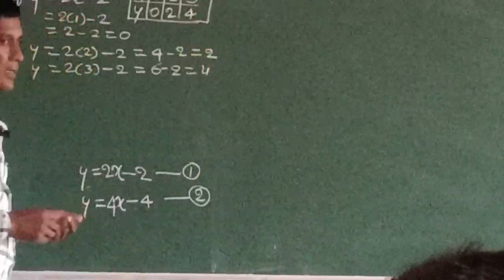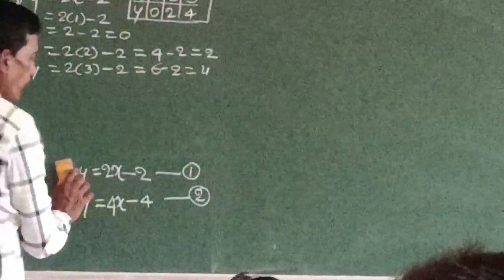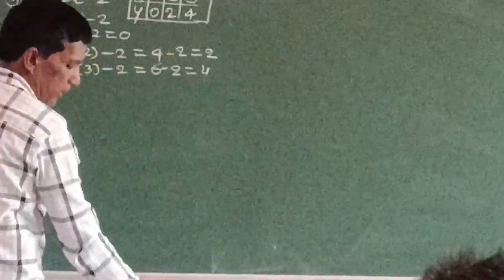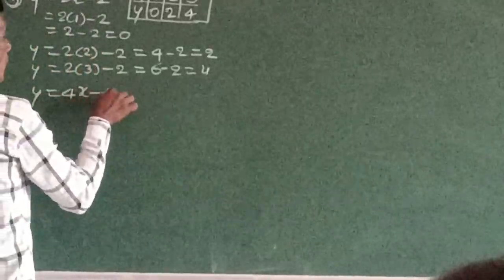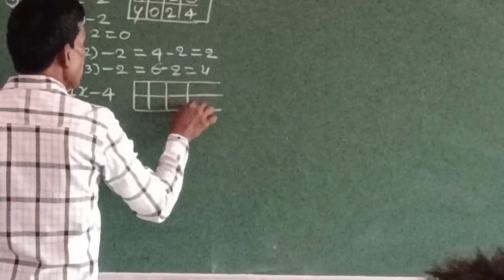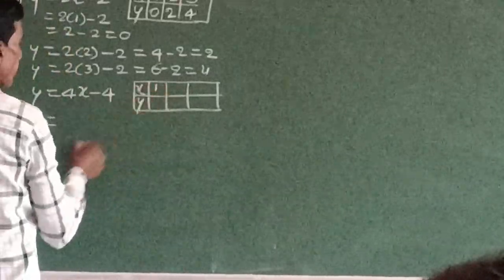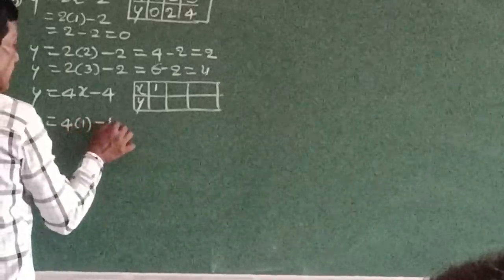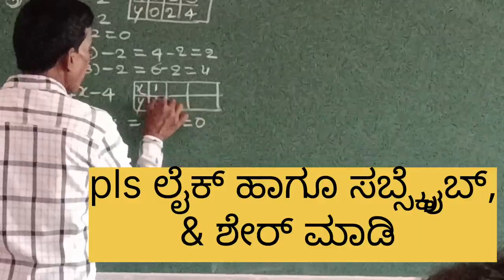So for the first equation, the values are 0, 2, 4 for the graphical method. The second equation is y equals 4x minus 4. Now the table for the second equation: x, y. When x is 1, 4 times 1 is 4, minus 4 equals 0.